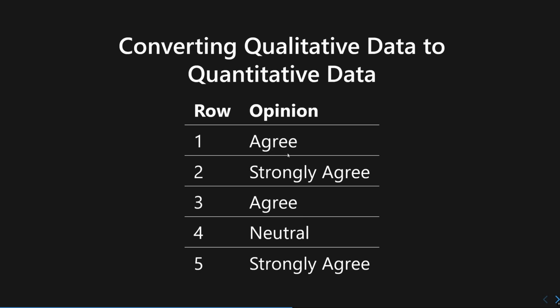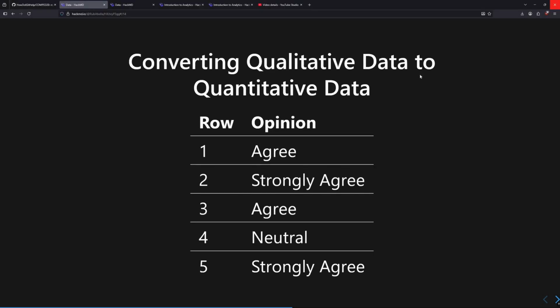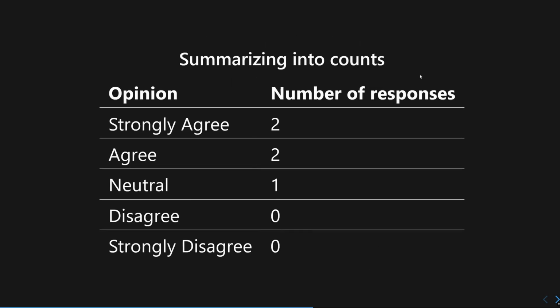Basically, you count the number of occurrences of every possible value. You count how many occurrences of agree there are, how many occurrences of strongly agree, how many occurrences of neutral, and so on for every possible value. When you do that, you will end up with this conversion right here. This is the summary of all of them into counts. So the opinion strongly agree has 2 responses, or 2 responses answered strongly agree. That's the more proper way of saying that.